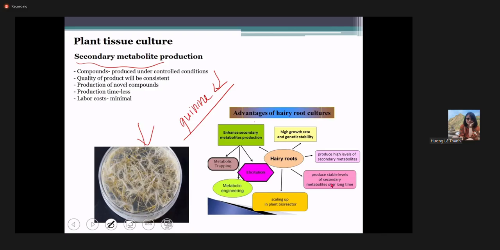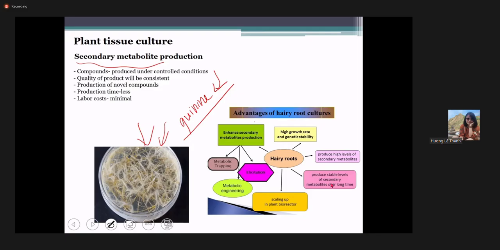And in the past they could extract it from the plants, but now you can culture the hairy roots from plants and extract the quinine from them. And also, gene channel size for ginseng, so we can extract only valuable compounds from this plant by culturing their transformed roots.